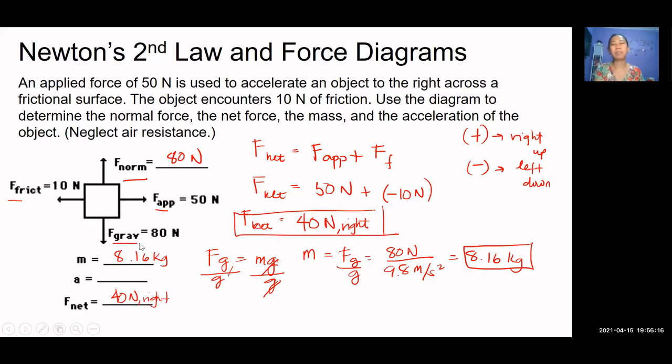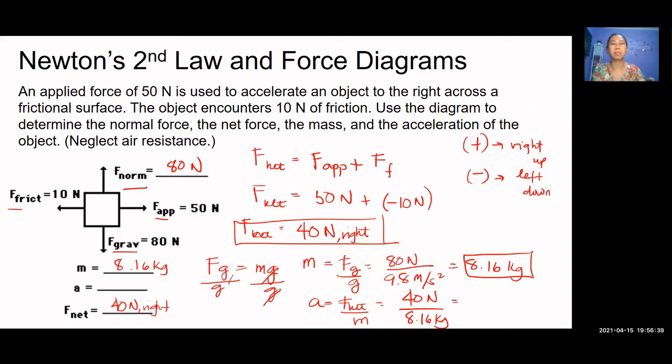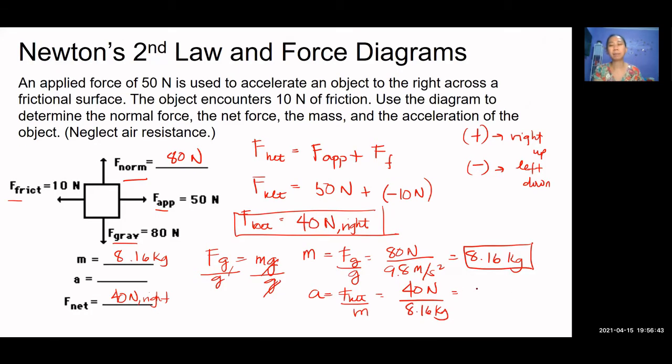And then finally, to calculate for the acceleration, so tandaan natin na yung acceleration natin is equal to net force over the mass. Yung net force natin na 40 newtons, i-divide lang natin siya sa mass na 8.16 kilograms. Okay, so pag in-input natin yan sa calculator, ang makukuha nating sagot dyan is 4.9 meters per second squared. Yan, so dito natin siya lalagay. So, ang direction ng acceleration natin is the same direction as the net force.